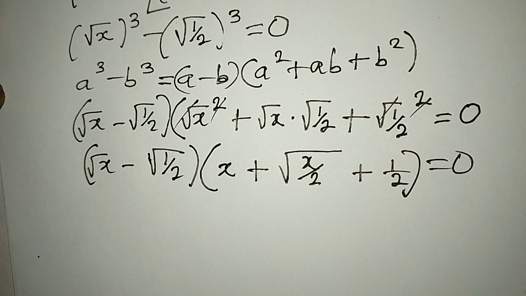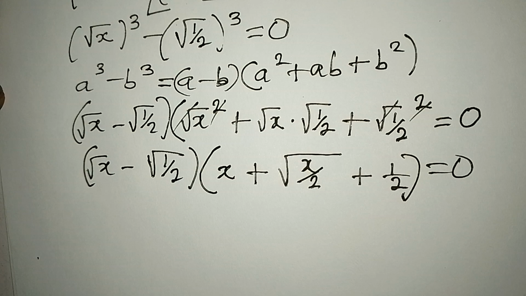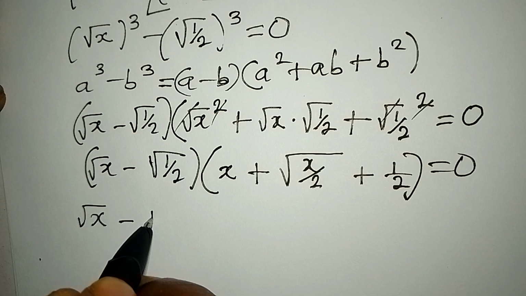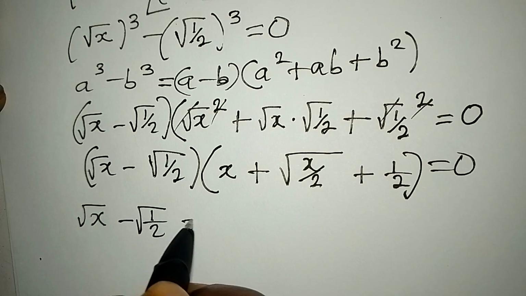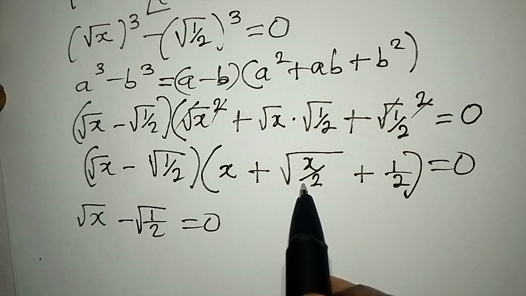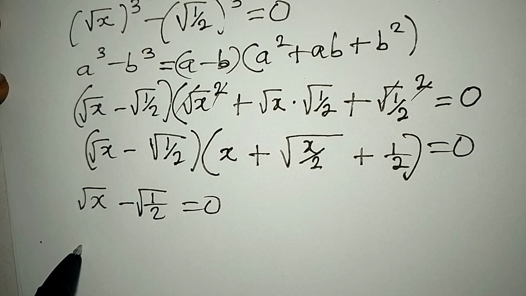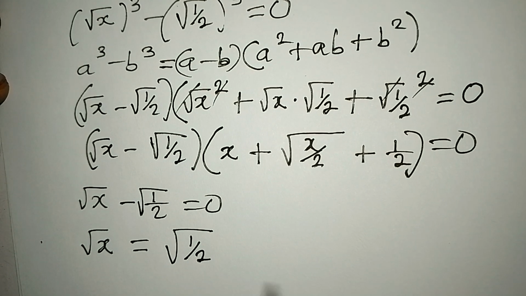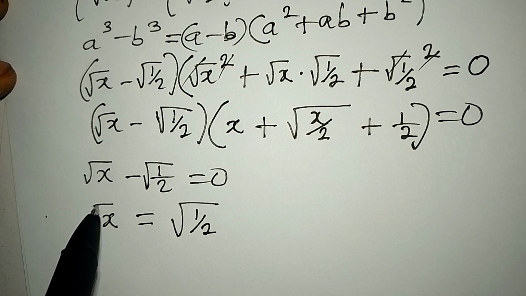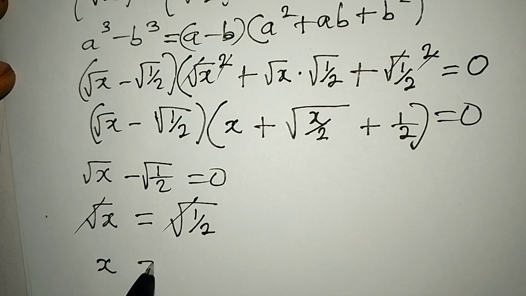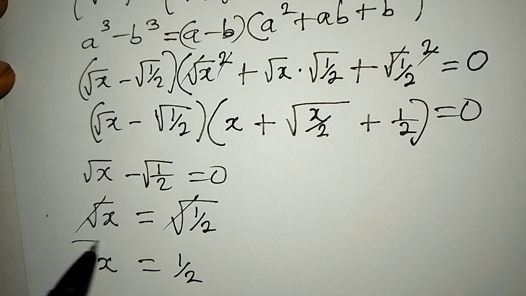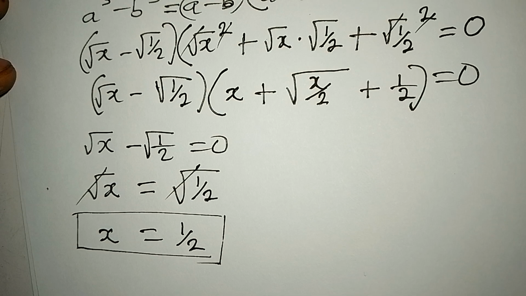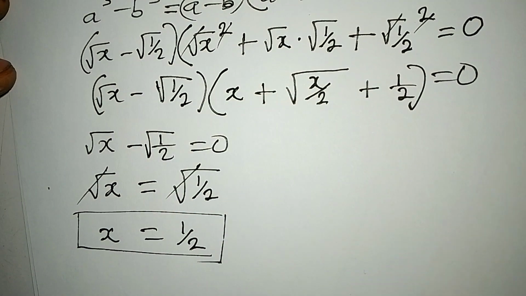Now what can I do from here? I can now apply the zero product rule. So I will say from here, root x minus root 1 over 2 is equal to 0, or what I have here is equal to 0. But then for me to deal with this, I can say square root of x is simply equal to square root of 1 over 2. And then what does it mean? This can go with this, and then our x is equal to 1 over 2. So this is the first value of x and the real value of x. Now let's get other values of x from what we have here. Let's go.